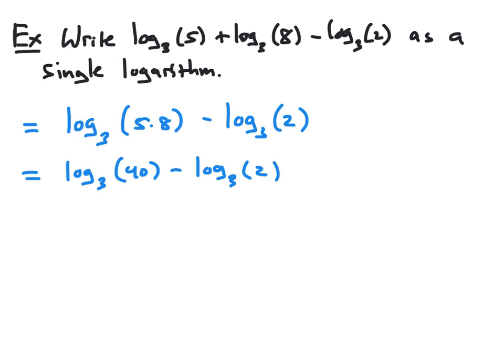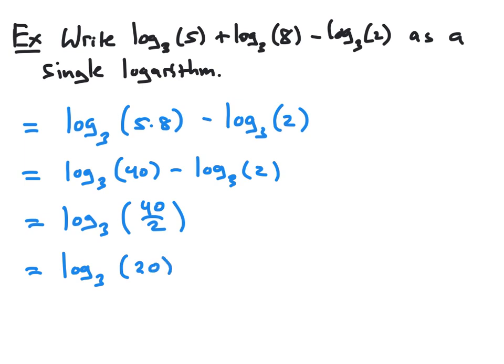We now have a difference of two logs with the same base, 3, and so we can apply the quotient rule to obtain log base 3 of 40 divided by 2, which is the log base 3 of 20. And so this expression, log base 3 of 5 plus log base 3 of 8 minus log base 3 of 2, can be rewritten as the single logarithm log base 3 of 20.